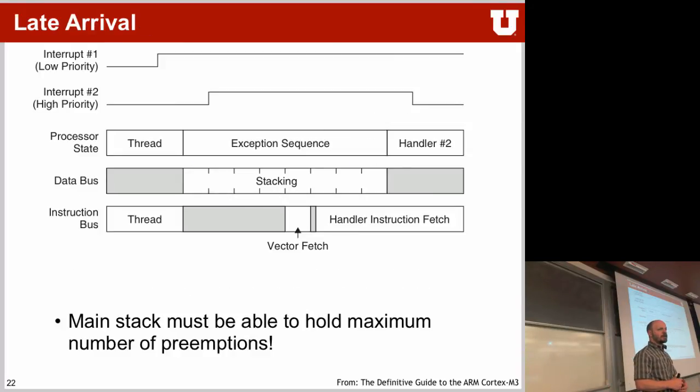Second, late arrivals. If one interrupt happens and a higher priority one happens while we are still stacking, it will actually execute the higher priority one.